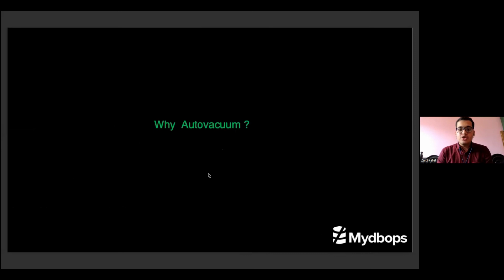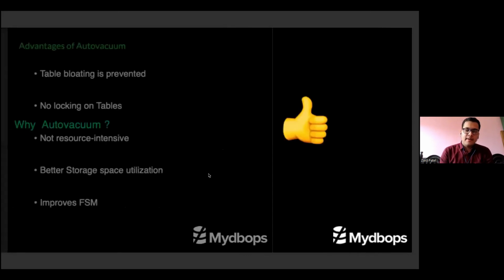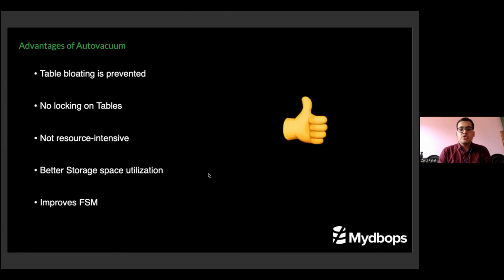So why is auto vacuum better than manual? The first thing is table bloating is prevented, as this is a regular process that clears all the dead tuples. No lock. It does not hold up locks on any tables, unlike vacuum. It is not as resource intensive as the manual one. We can have better storage space utilization as the dead tuples are cleared regularly.